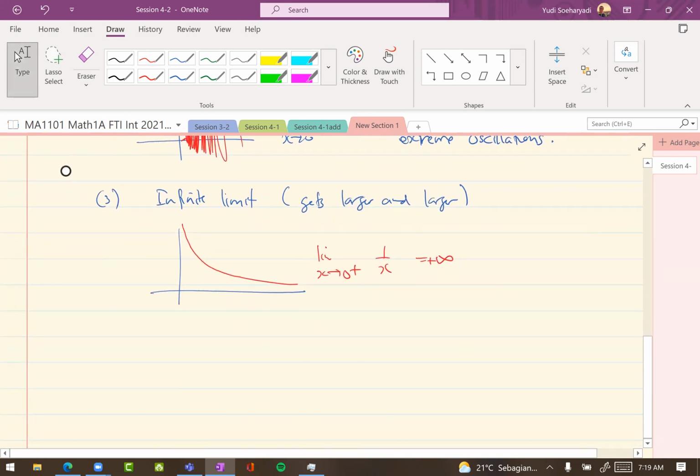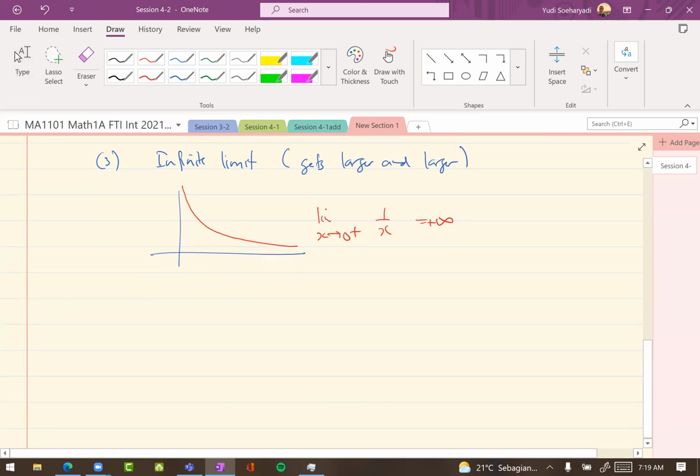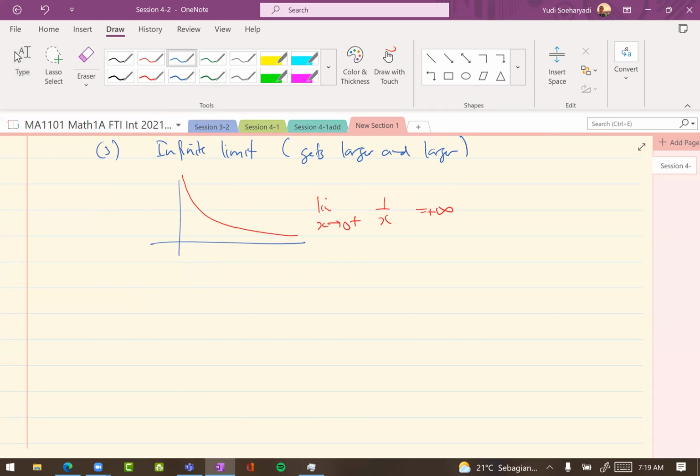Okay. All right. So now we try to deal with this number 3. Okay. So this is what we call infinite limit. So let's see. Sorry, I should say this is 105. Okay. Limit at infinity.